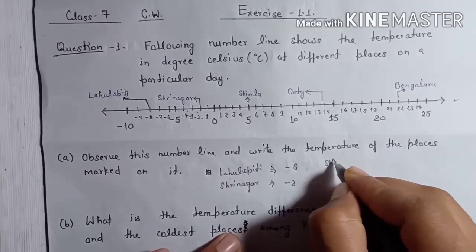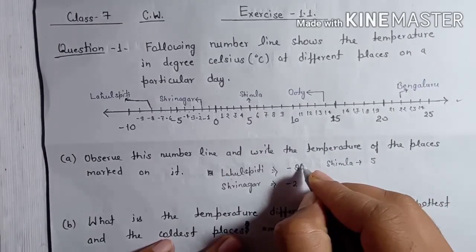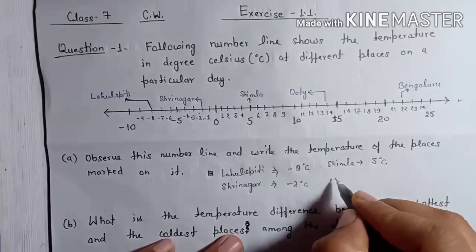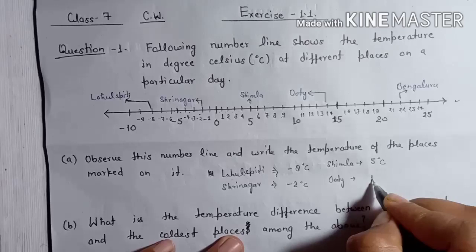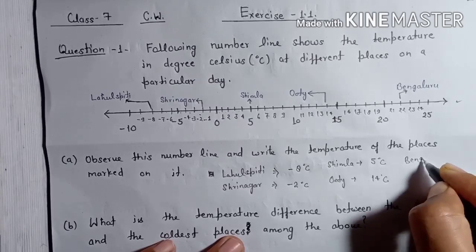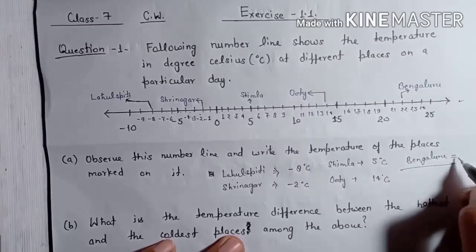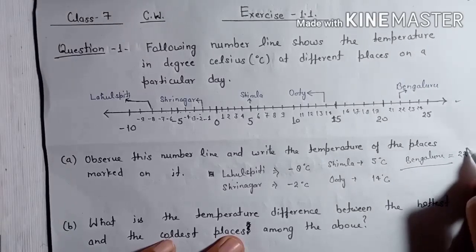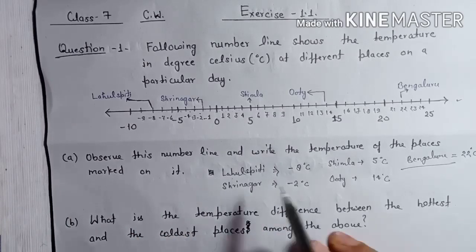For Shimla, it is 5, that is +5 degrees Celsius. That is Ooty, and the temperature in Ooty is 14 degrees centigrade. And in Bengaluru the temperature is, see, this is 22 degrees Celsius. So this is the first part of the question.